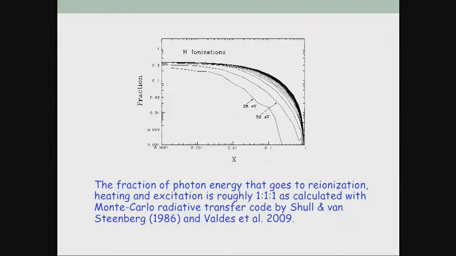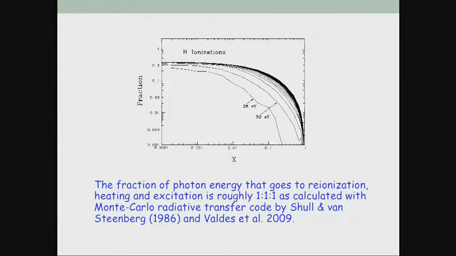In a famous paper by Shull and van Steenberg in 1986, this is one of their figures, they asked themselves, if I have an X-ray photon, and this X-ray photon scatters or gets absorbed, in other words, ionizes some atom, what does the leftover energy do? If you have a 1 keV photon that has ionized a hydrogen atom, take 13.6 eV out for ionization, the rest is a lot. You're still almost at 1 keV. Where does this energy go?